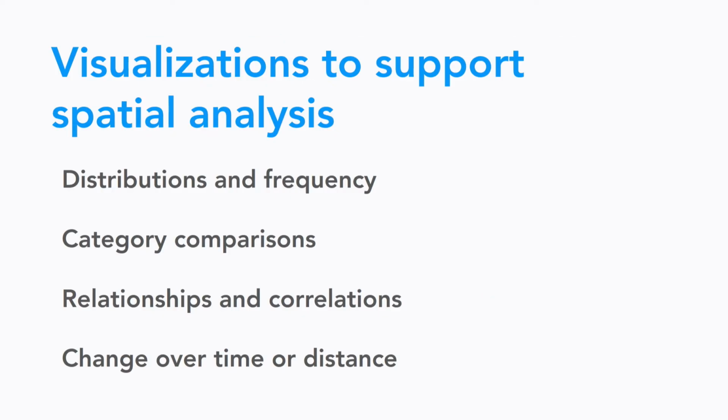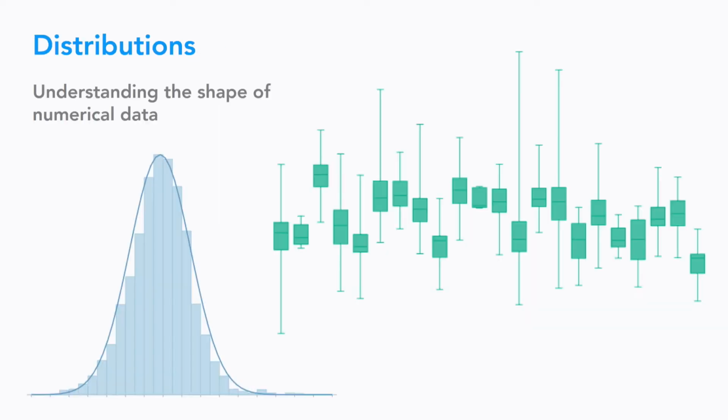So now that we've had a little crash course in some of the do's and don'ts of data visualization, let's take a look at how we can effectively use data visualization throughout our spatial analysis workflows. In addition to visualizing our data in 2D maps and 3D scenes, we can also use charts throughout the spatial analysis process to visualize distributions in frequency, category comparisons, relationships and correlations, and change over time or distance.